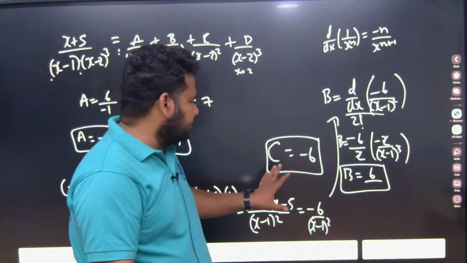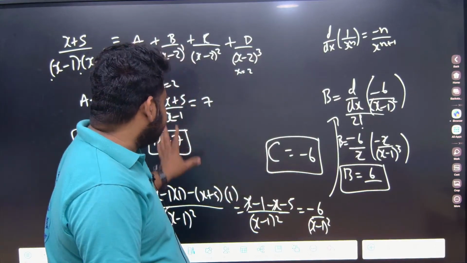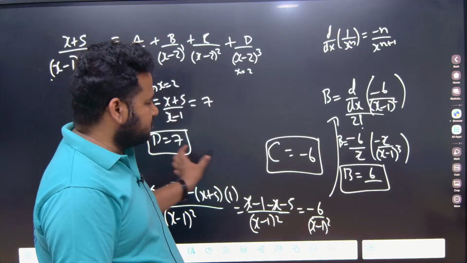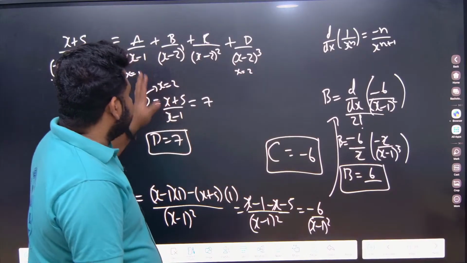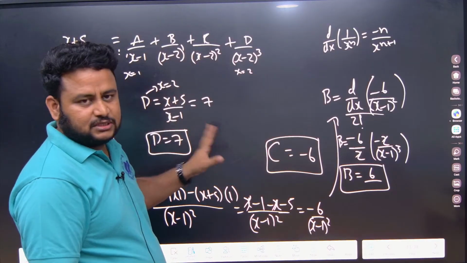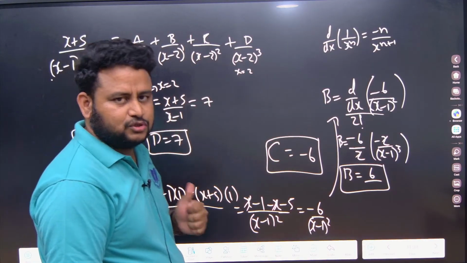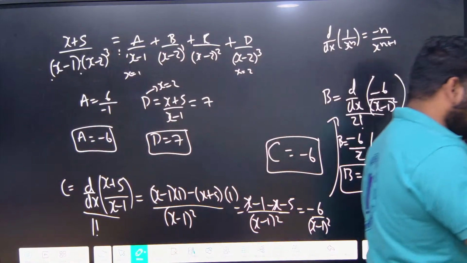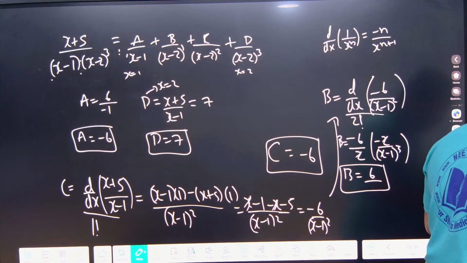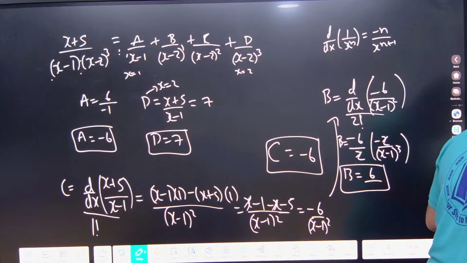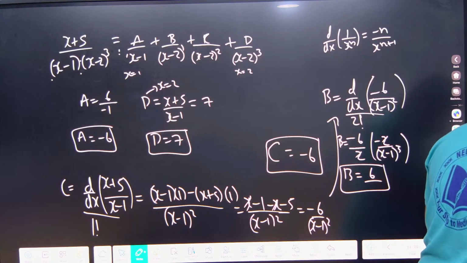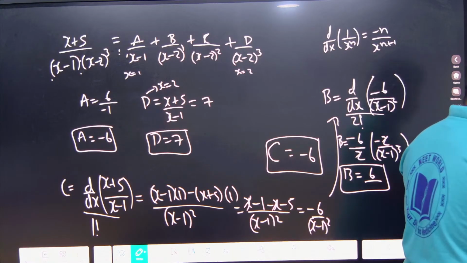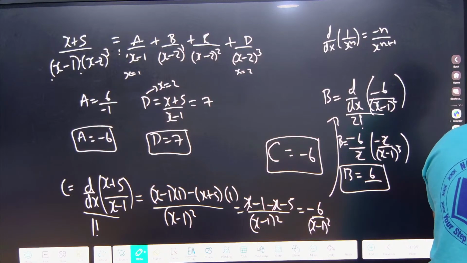Understood? So like this, by using the shortcut, we will get the values as A is equal to minus 6, D is equal to 7, C is equal to minus 6 and B is equal to 6. Clear? So we will get the values of the constants A, B, C, D using the shortcut. This is the way you have to solve it. I hope it is clear to all of you. Okay. So this is the way we will solve this question using the shortcut method.